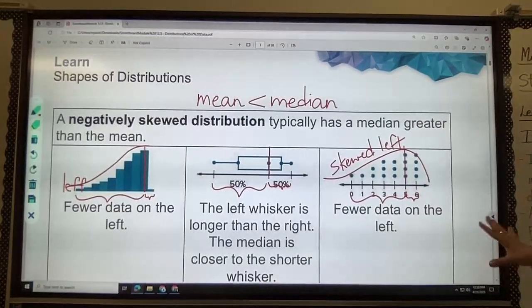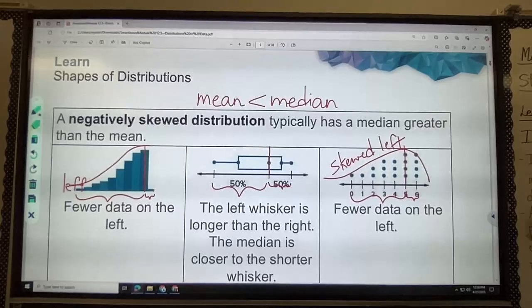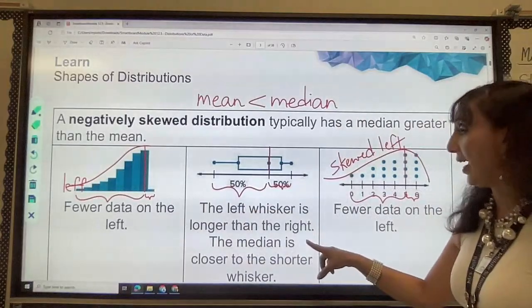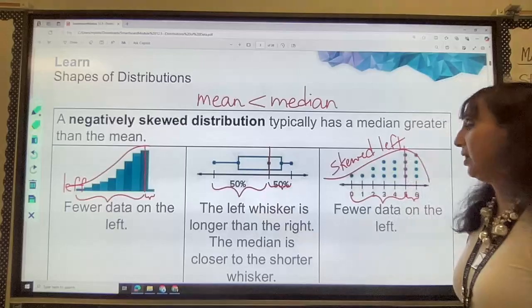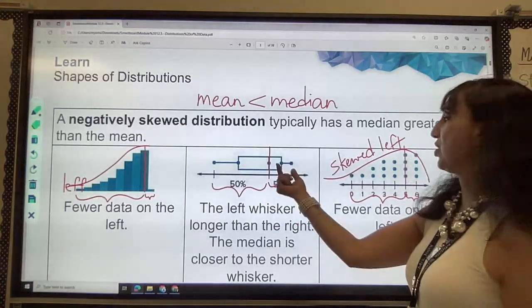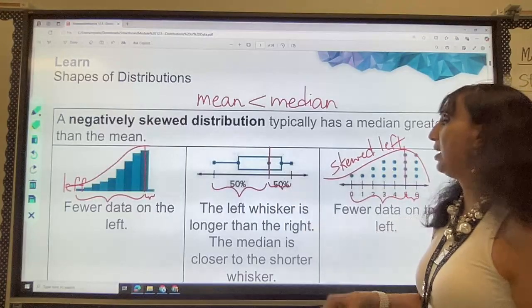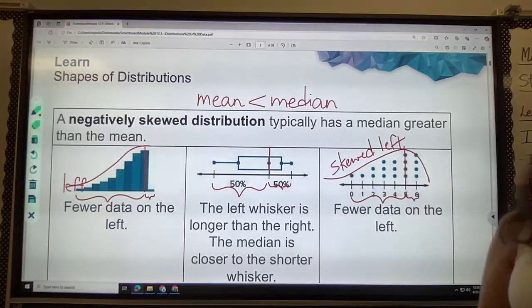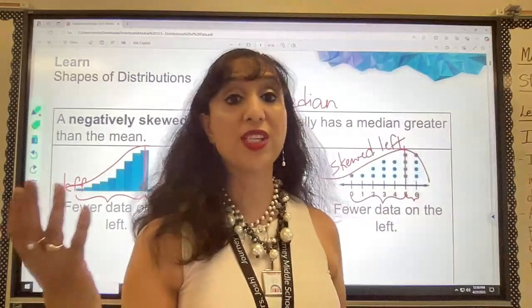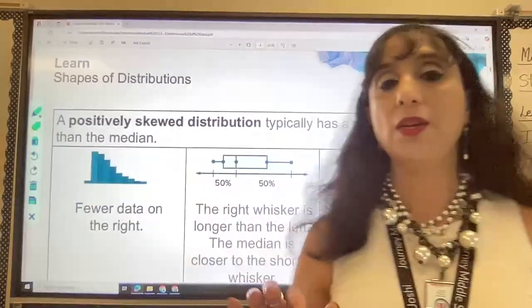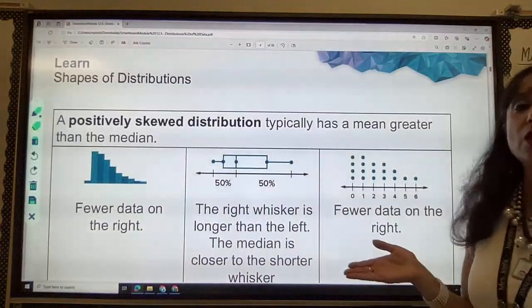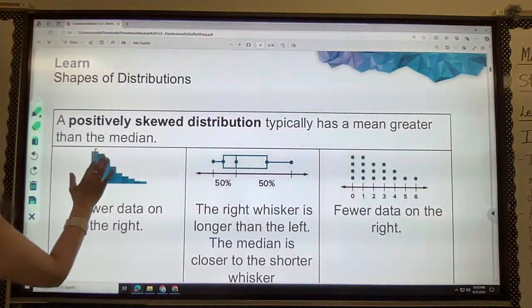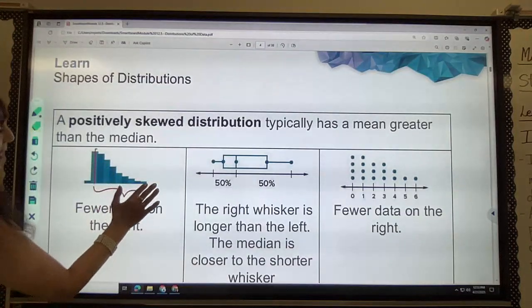So just go ahead and look at this once again. And in that one, there is fewer data on the left, and the left whisker is longer than the right. So see, the median is closer to the shorter whisker here. Okay, so therefore this is skewed left. So let's look at one which is now positively skewed. So here's one which is positively skewed, or we can say it's skewed right. So if you look over here, again, I'm going to look at the tail end.